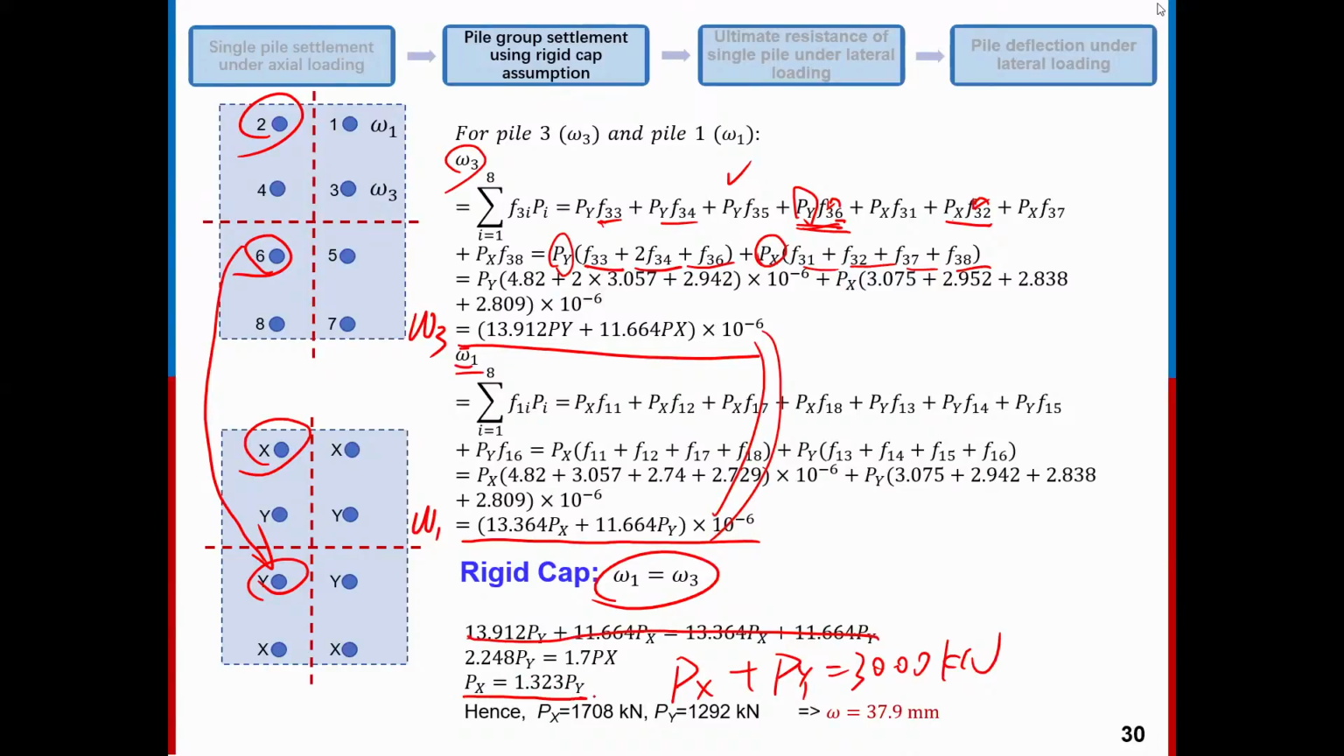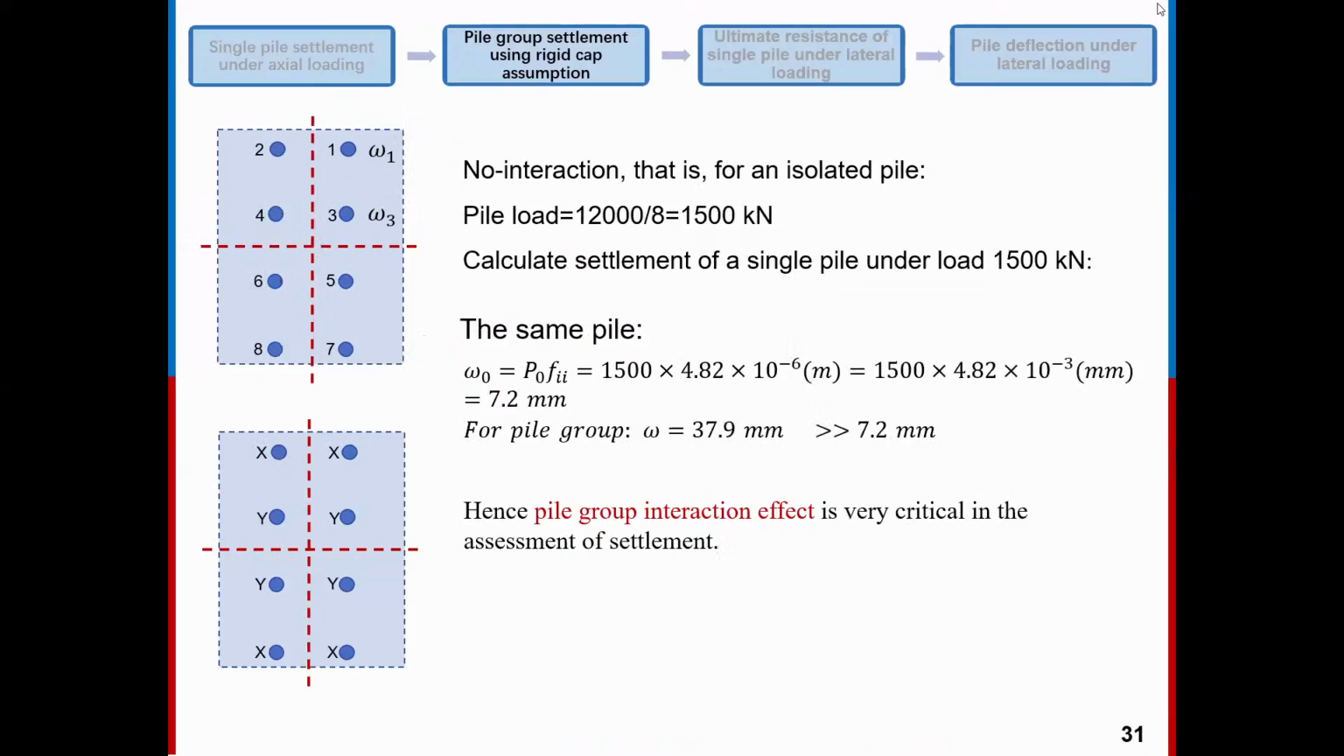We have two equations for two unknowns. We can easily get the result for Px and Py, right? So with the Px value and Py value, we can calculate omega 1 and omega 3, okay? But these two are the same, okay? We can use either equation to calculate the result. So omega is equal to 37.9 millimeter. Okay, this slide is for your supplementary information.